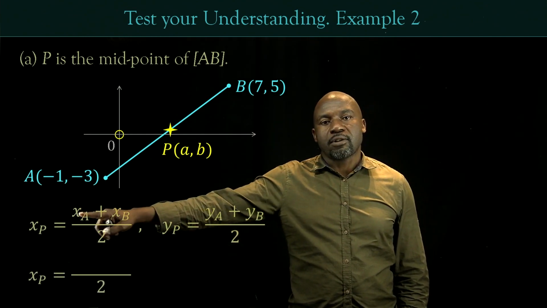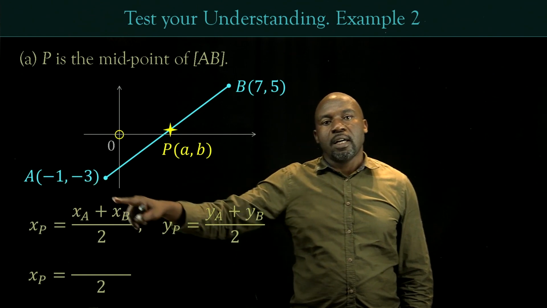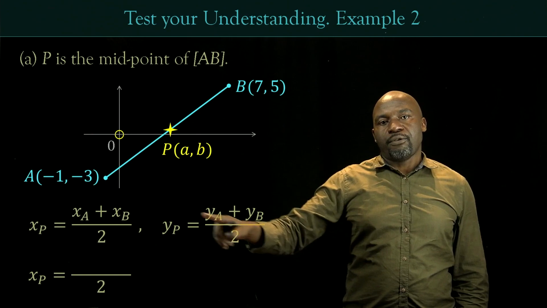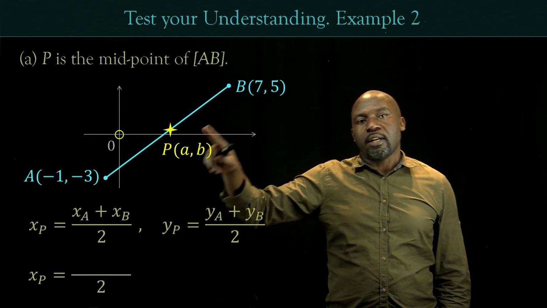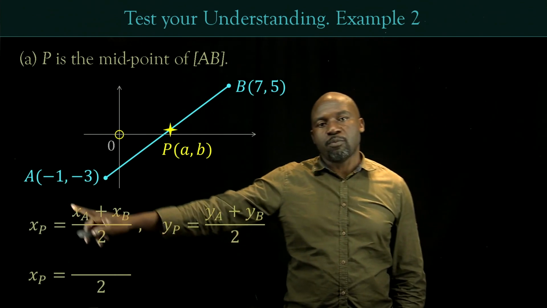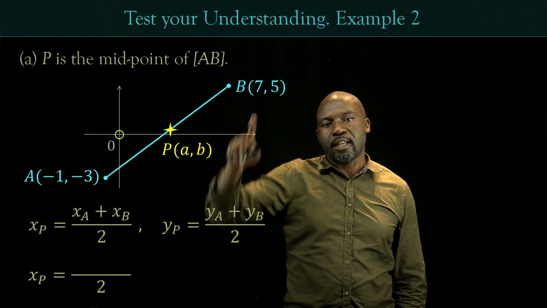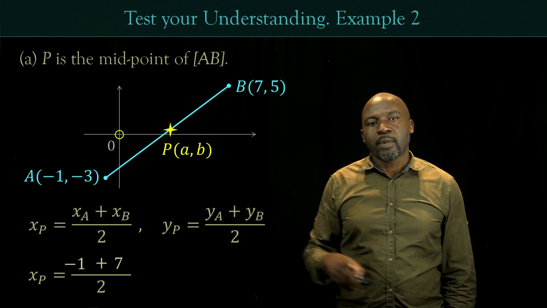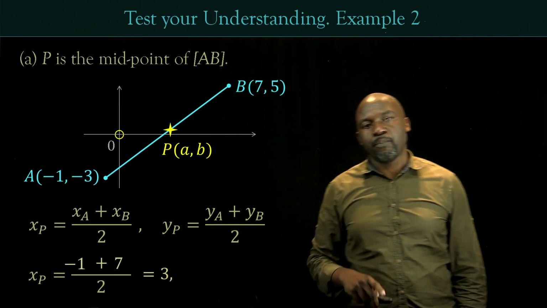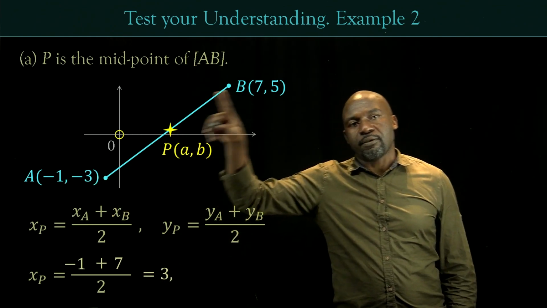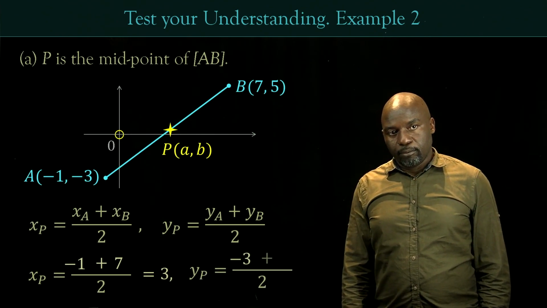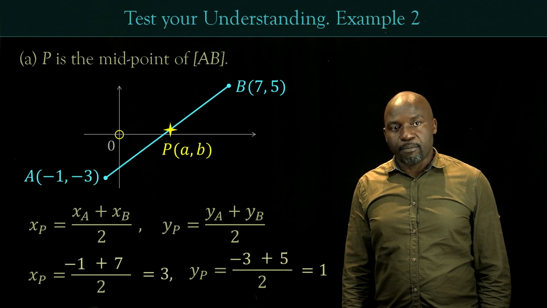We know that xA is -1 and xB is 7. All right, yA is -3 and yB is 5. And so what we have here must be -1 plus 7, which is 6, divided by 2 is 3. And here we have -3 plus 5, which is 2, divided by 2, which is 1.